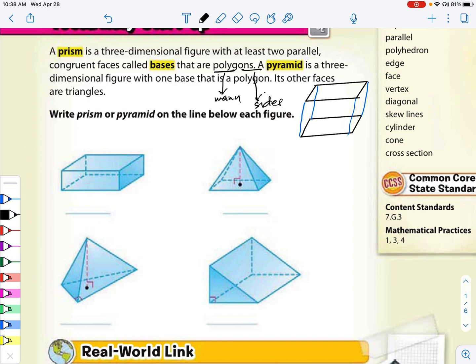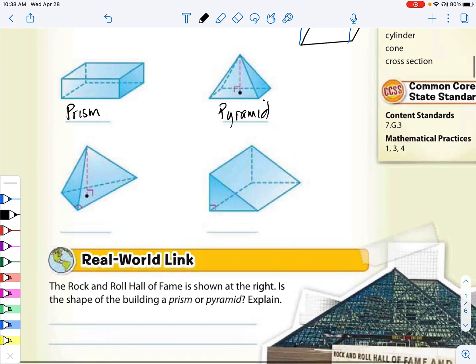Obviously, this has two parallel bases right here and right there, and this is called a prism. This has only one base right there, and its other faces are all triangles. So this is a pyramid. Again, one base, and the other faces are triangles. So this is again a pyramid.